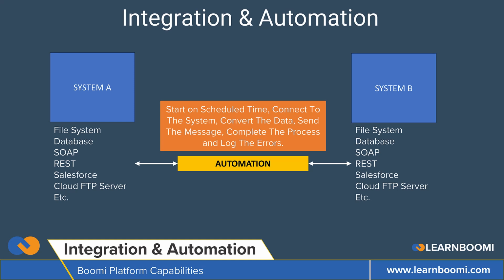This slide highlights typical automated actions like start at a scheduled time, connect to the source system, fetch or receive the data, convert or transform the data, send the message to the target system, and complete the process or log any errors or exceptions. So all these tasks basically happen automatically without anyone clicking a button or manually triggering the workflow.